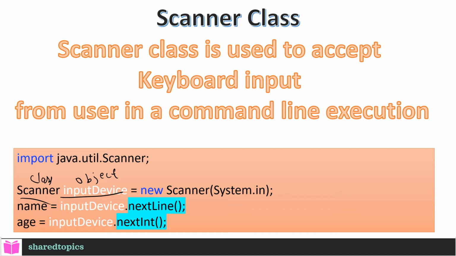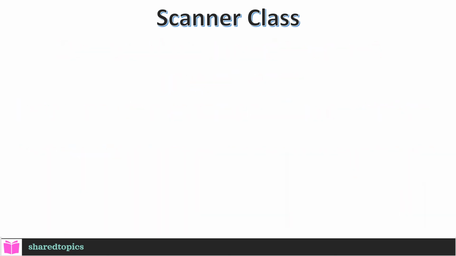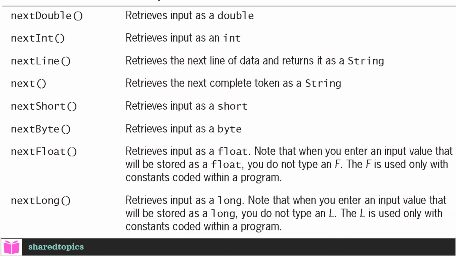Okay, let's get into the next slide. So we saw in the previous example how nextInt and nextLine are used. And if you want users to enter some kind of a decimal number, a big decimal number, double, nextDouble is the method you have to use. Like your object name, whatever you declare, inputDevice.nextDouble.